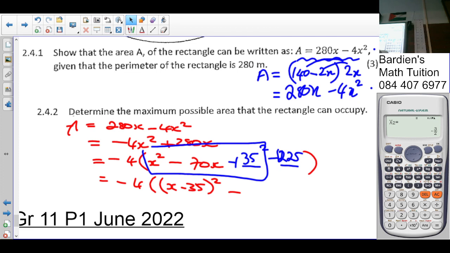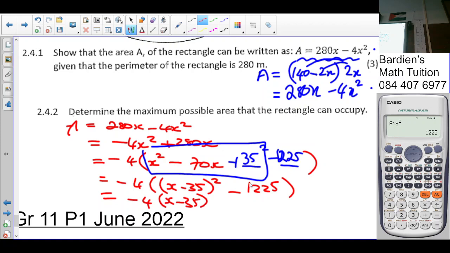Did I make a mistake? Right, let's check. 280 divided by 4, that's 70. Times 35 squared. Oh, I see, my mistake. I'm trying to add this. That shouldn't be the case. So it's 1225, which is now negative 4 into x minus 35 squared plus 1225 times 4, which gives you 4,900.